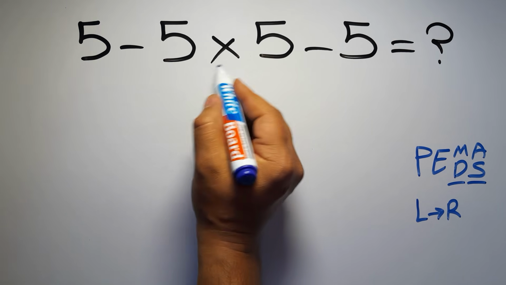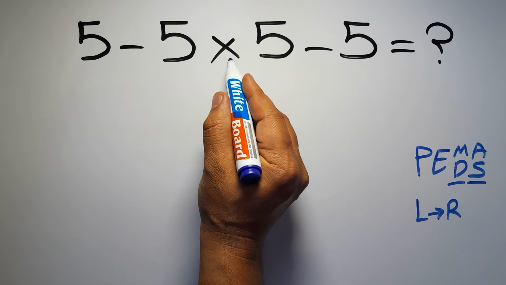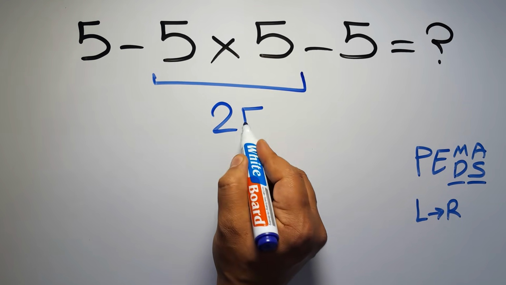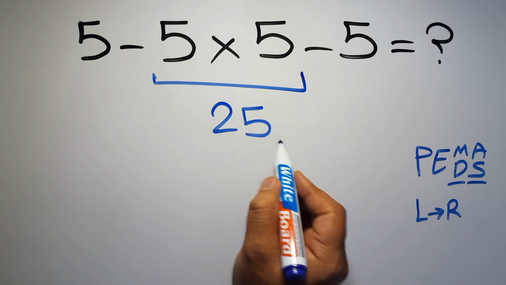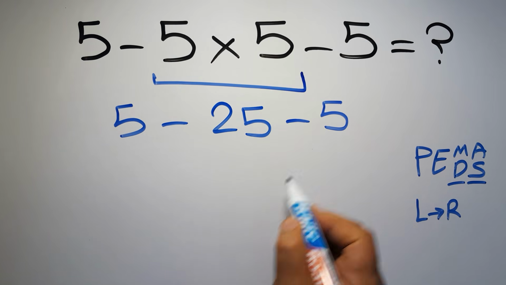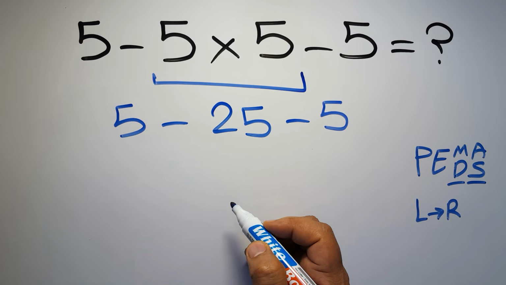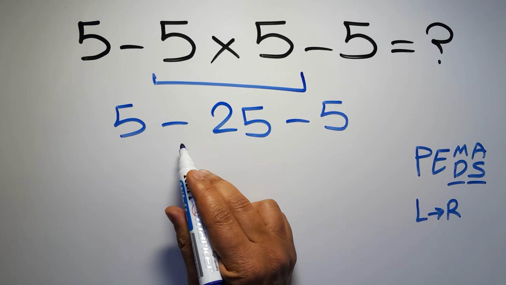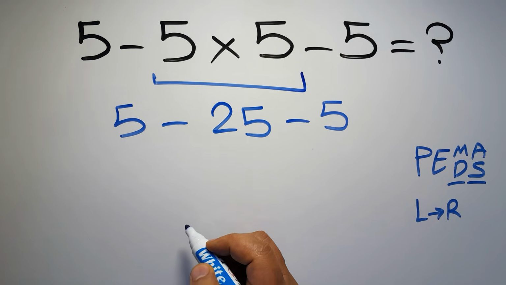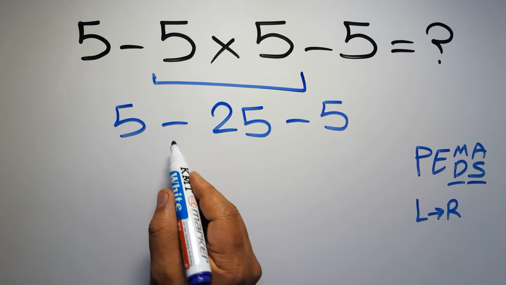So first we have to do this multiplication. 5 times 5 equals 25. So 5 minus 25 and the minus 5. Now we have two subtractions, and when we have more than one subtraction in an expression, we have to work from left to right. So here first we have to do this subtraction.